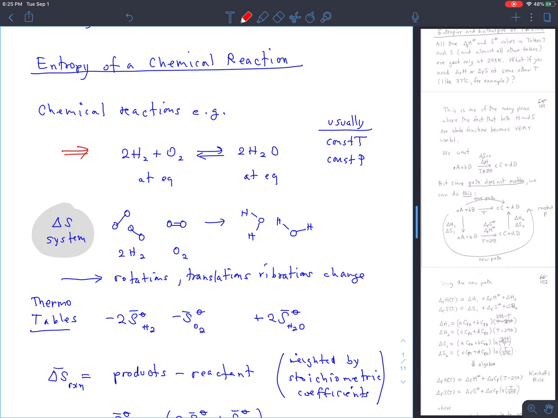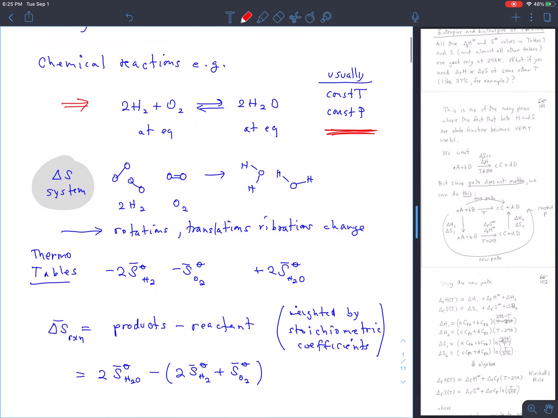careful at this point. Usually a chemical reaction like this takes place at constant temperature and constant pressure, and even if I don't say so, I'm going to be assuming constant temperature, constant pressure conditions for the next little time. Unless there's some reason why it's not constant temperature or constant pressure.